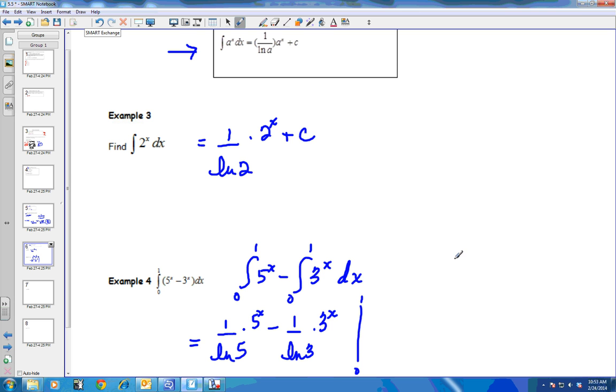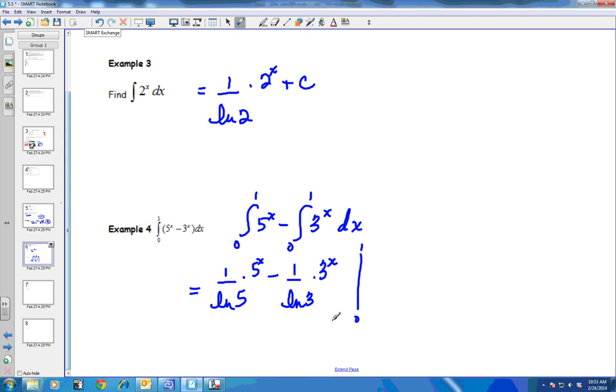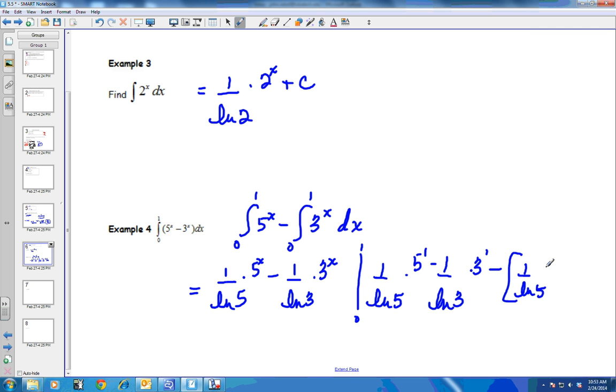So now I can plug in my numbers. 1 over natural log of 5 times 5 to the first minus 1 over natural log of 3 times 3 to the first, minus, now I'm going to plug in 0. 1 over natural log of 5 times 5 to the 0 minus 1 over natural log of 3 times 3 to the 0. All right, so now let's simplify.